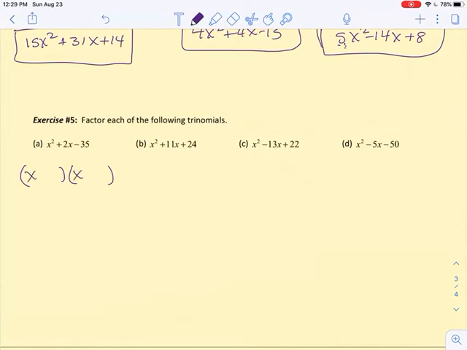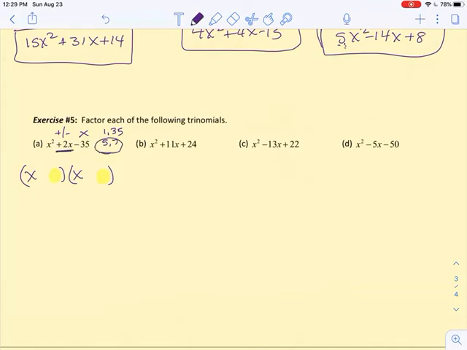X times x is x squared. Now the numbers that go here in the second position, they multiply to give me the 35, and they add or subtract to give me that 2x. So you have to think of the factors of 35. 1 and 35, and actually 5 and 7. Those are my only choices that I have. So which of these combinations, when you add or subtract them, gives me the 2x? Well, that's going to be the 5 and the 7.